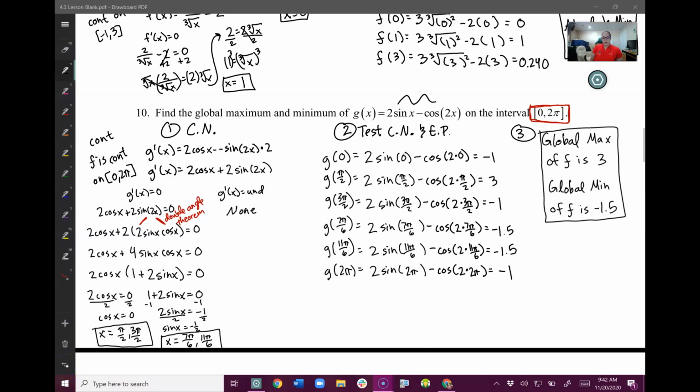Welcome back. When you plug all those in, those are the answers you should get. If you didn't, you might want to double check that you're in radians, not degrees. We're plugging in radians. We need to be in radians. And so then we can look at this. Our global max is 3, and our global min is negative 1.5. So that's all for our max and min problems. In the next video, we're going to be talking about the mean value theorem, which is a really important theorem and is usually on the AP Calc test somewhere.